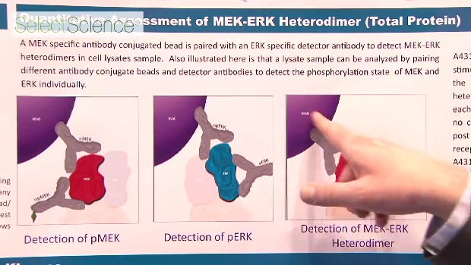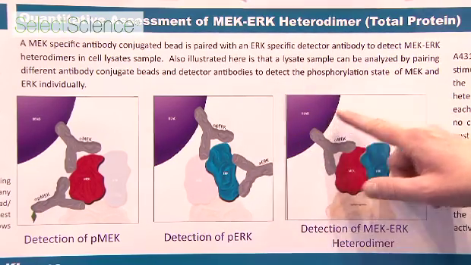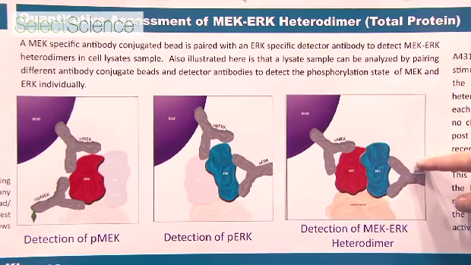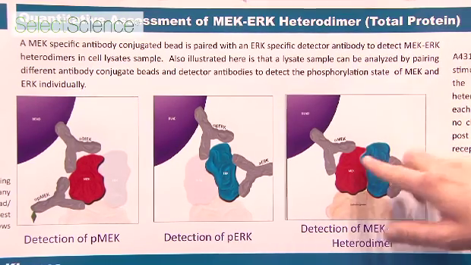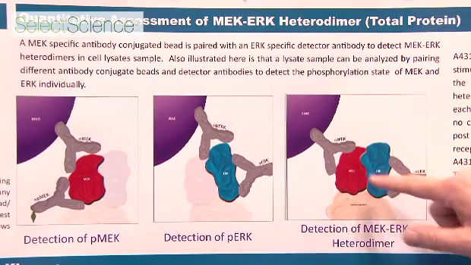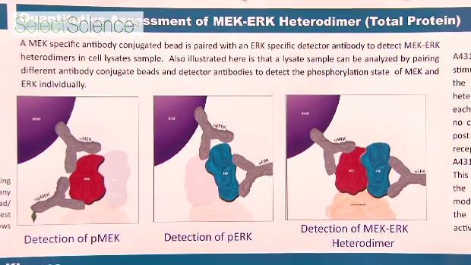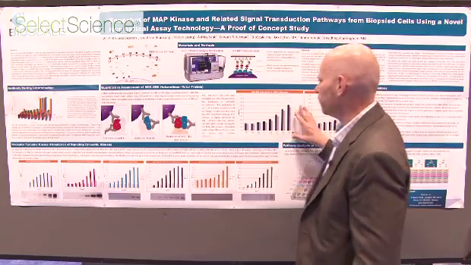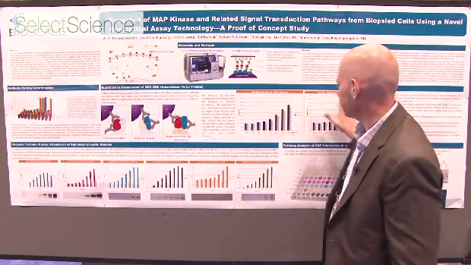And then what we've done in a separate well is mix these reagents. So we take an antibody to total MEK and an antibody to total ERK. And then what that allowed us to do, we know if they're pairing together and giving a signal, that MEK and ERK must be interacting. So that's the data set that's here.